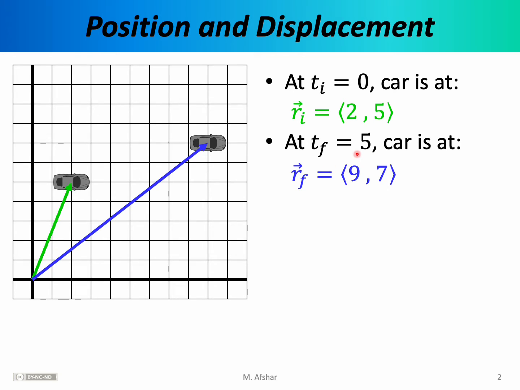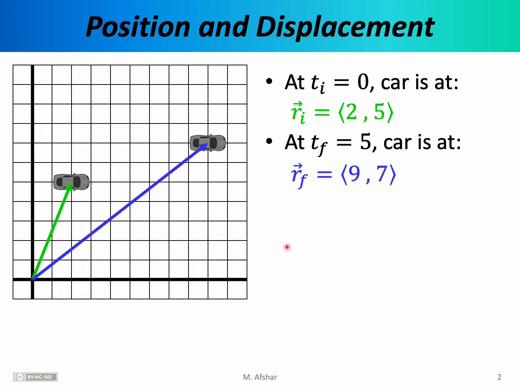Let's say 5 seconds later, at some final time, the same car is now located further away, as indicated by this blue arrow. You can count the squares on this grid and you'll see that the final location of the car, represented by R final, is 9, 7. Notice that in this two-dimensional world, we're using the letter R to denote position, not x, not y, but R, and we're putting arrows above the position vectors.